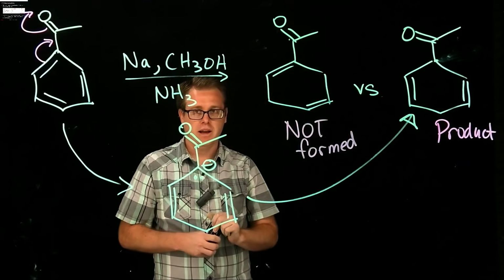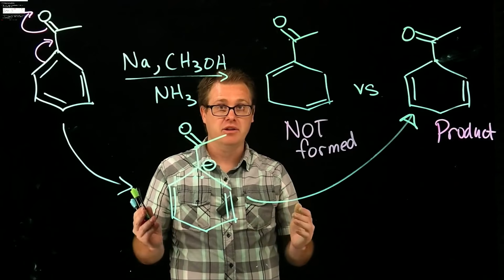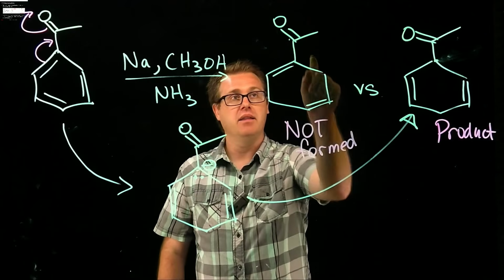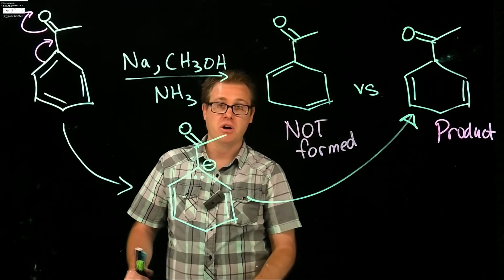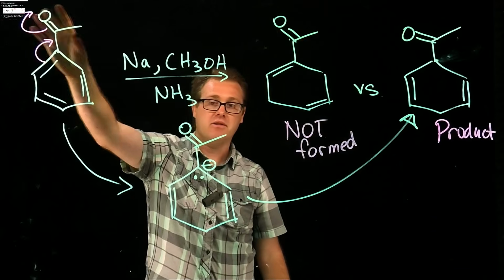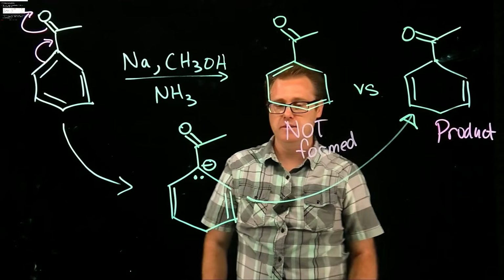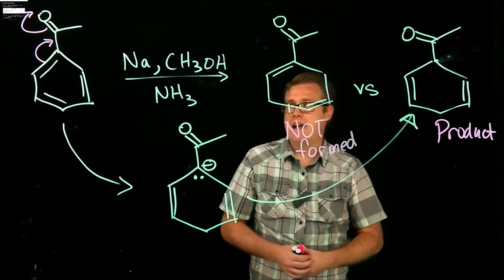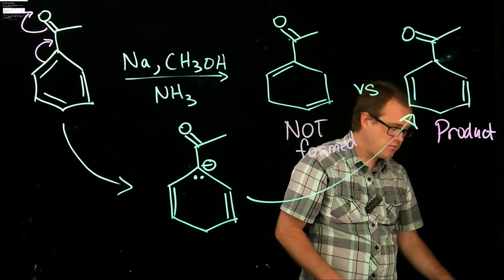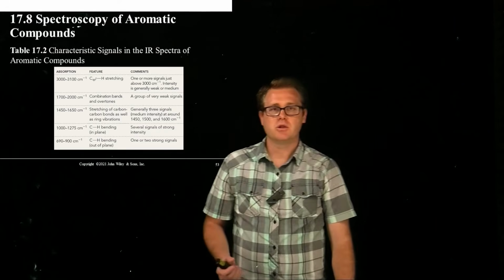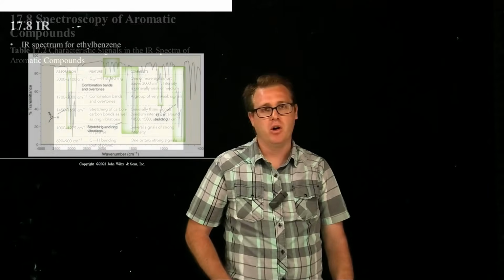So the moral of the story: alkyl groups are electron donating. And if you have an electron donating group, you're going to get this version. Okay. And if it's electron withdrawing, as this is an electron withdrawing group, you're going to get this as your major product. Okay. So we have regioselectivity here.